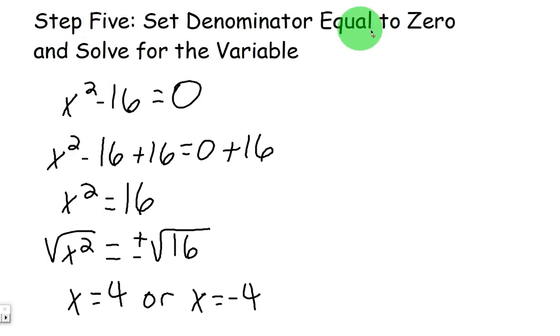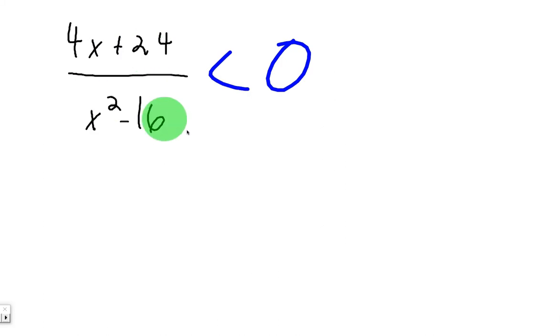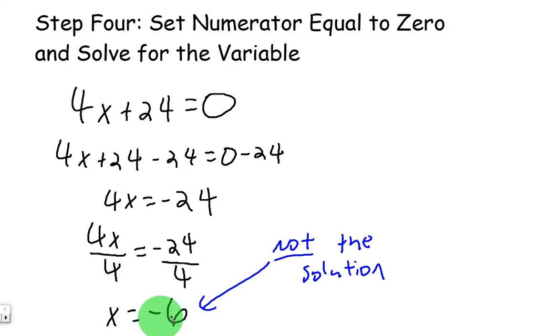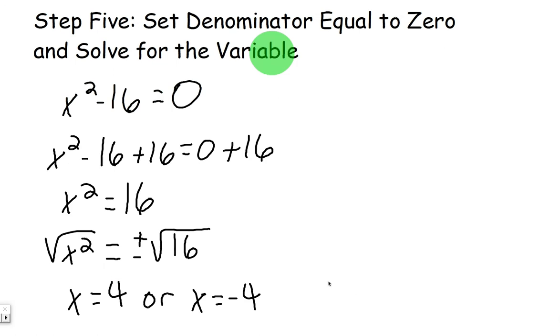Step 5, set the denominator equal to 0 and solve for the variable. So we're going to set x squared minus 16 equal to 0. It's kind of funny how we FOILed that out. Now we could have just left it factored and solved. Anyway, that's beside the point. Although that would have saved you time, right? Because we had x plus 4, x minus 4. That would have told us that x is 4 and x is negative 4. Anyways, you can add 16 and take the square root. You're going to get the same answer. So here's 2 more marker values.